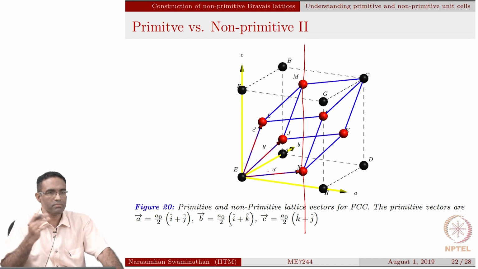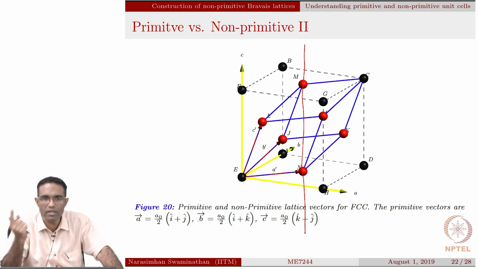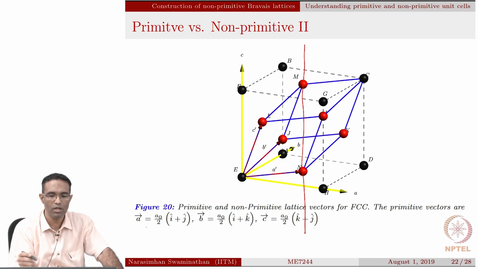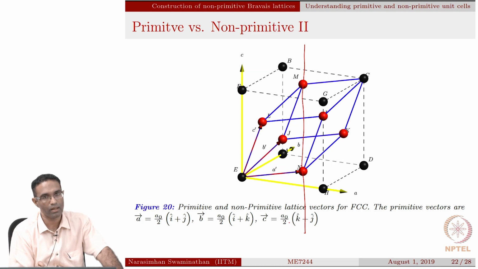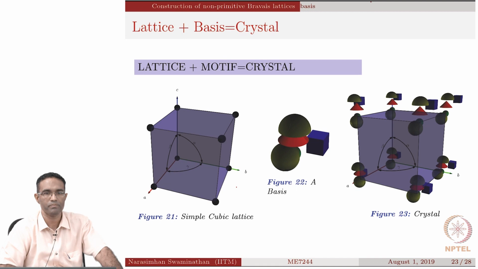But it will become obvious as we go as to what unit cell must be chosen for what lattice based on the symmetry underlying the lattice. So, the primitive and non-primitive lattice vectors. For FCC, the primitive lattice vectors are obviously a0 by 2 (i + j), a0 by 2 (i + k) and a0 by 2 (k + j). However, the non-primitive lattice vectors are just, sorry, a0 i, a0 j and a0 k.